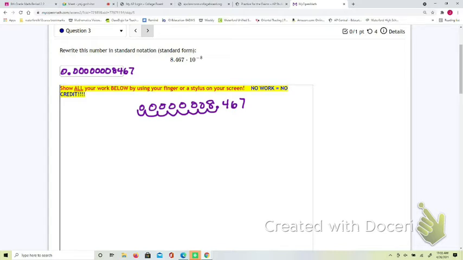So here's the problem that I had when I graded this homework. A whole lot of people didn't put anything in the work area. They just typed in the answer and submitted. I have to see the waves. I have to see you move the decimal.